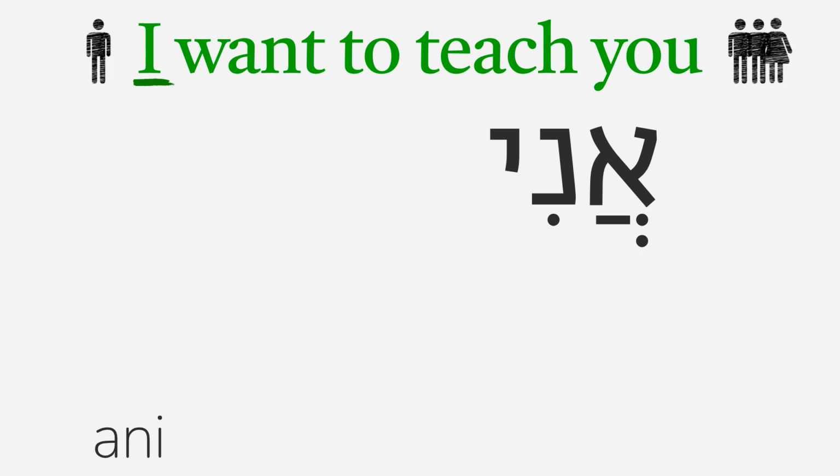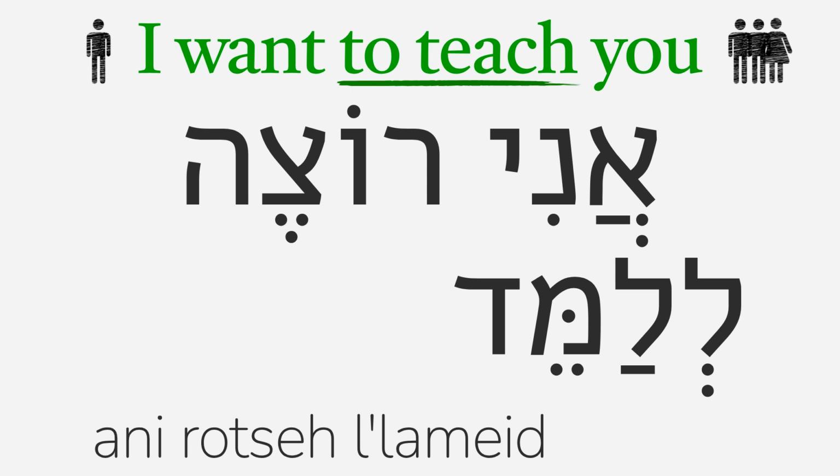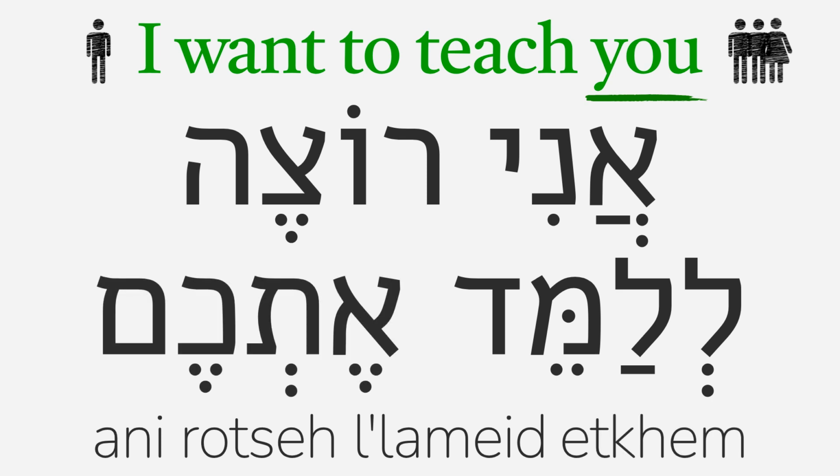Let's say I want to teach you, where the I is masculine and the you is masculine plural. I is ani, and the verb want is the masculine singular form of the present tense, rotse. To teach is the Piel infinitive from the root lamed mem dalet, lelamed. And you, masculine plural, as the definite direct object of the verb, is etchem. Ani rotse lelamed etchem. I want to teach you.